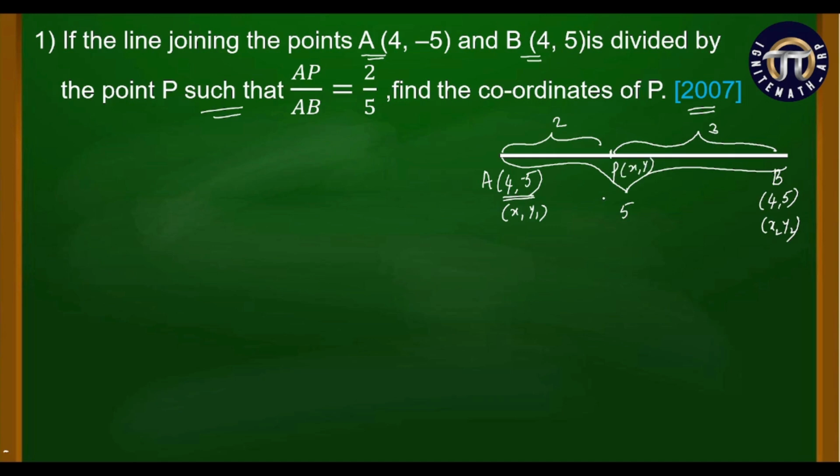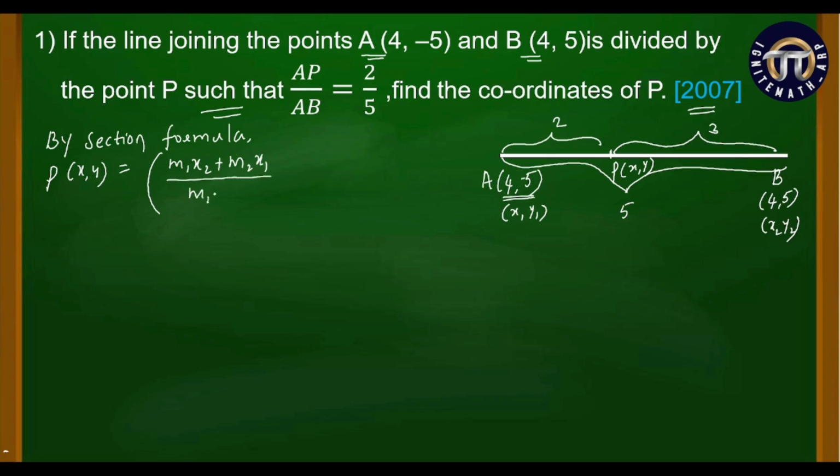So which formula should I use over here? Is it midpoint formula or section formula? Of course it is section formula, because P is not midpoint of AB. So first of all you should write by section formula. By section formula you need to write the formula, children. So P(x, y) is equal to (m1 x2 plus m2 x1) by (m1 plus m2), then (m1 y2 plus m2 y1) by (m1 plus m2).